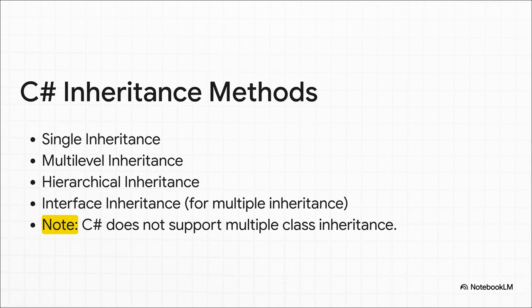But, and this is really clever, it has a workaround called interfaces. An interface is like a contract. It lets your class promise it can do certain things, which basically gives you all the benefits of inheriting from multiple sources. It makes your code so flexible.